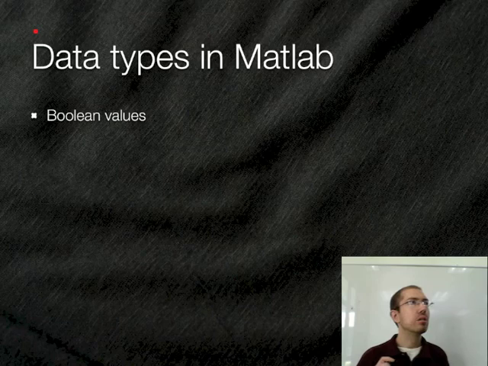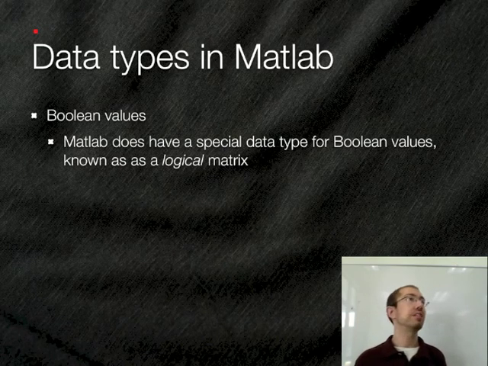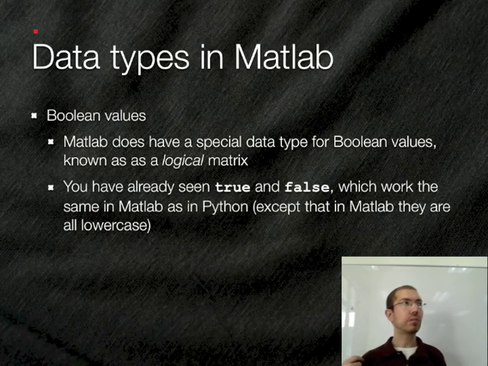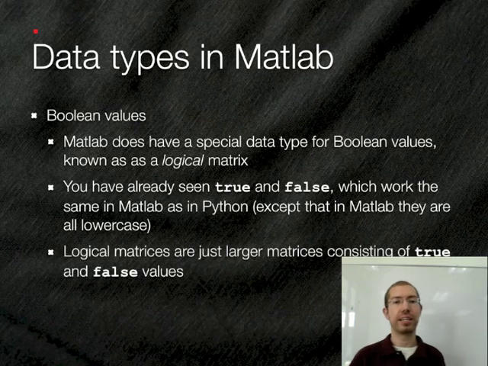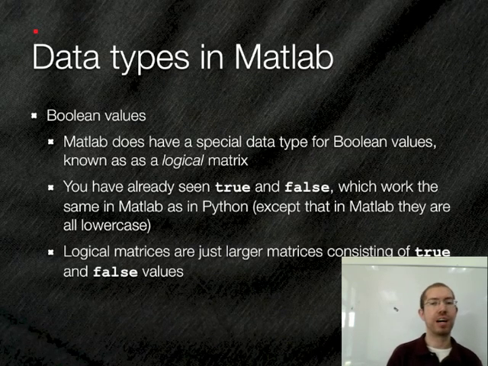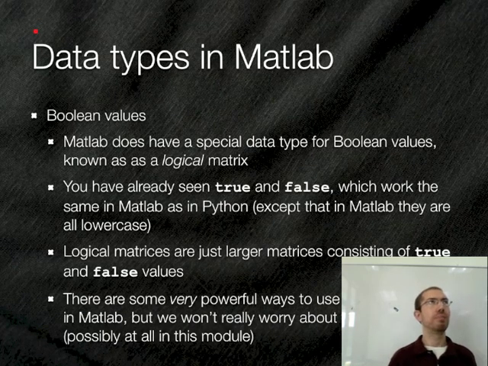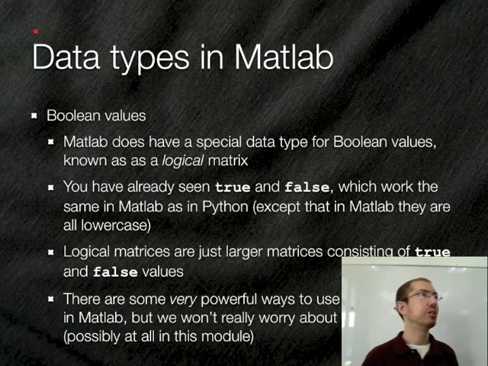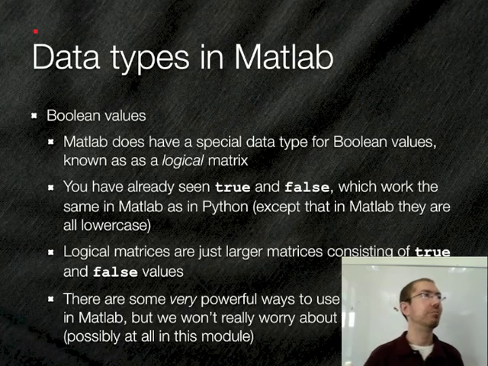Okay. Boolean values, just going quickly. Remember, Boolean values are just true or false. Matlab does have a special data type for Boolean values known as a logical matrix. You've already seen that we just call them true and false like in Python, except that in Python you capitalize them, in Matlab they're all lowercase. Logical matrices are just matrices of true or false values, and these are really just 1 and 0, but they are interpreted, especially by Matlab, as being logical values. And that leads to it being able to use them in some very powerful ways.